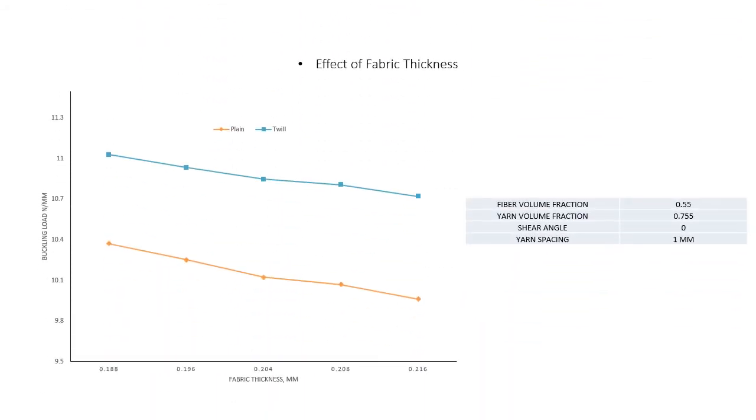So let us look at the results for the fabric thickness. As we increase the fabric thickness, the buckling load decreases slightly. But if we look at the scale factor, these reductions are not significant actually. In general, we can conclude that for both plain and twill weave cases, increasing the fabric thickness has a very minor effect or no effect actually in terms of stability of the plates.